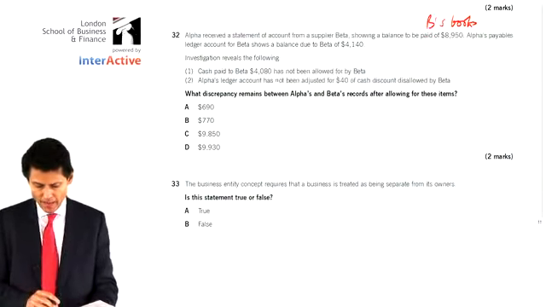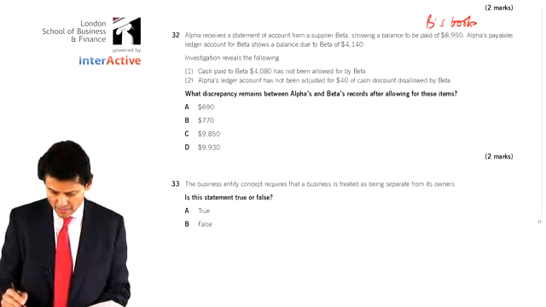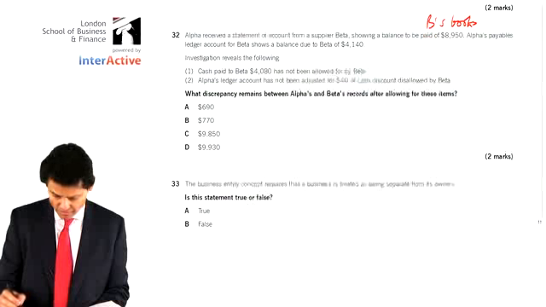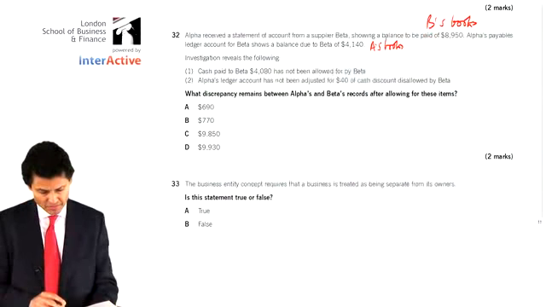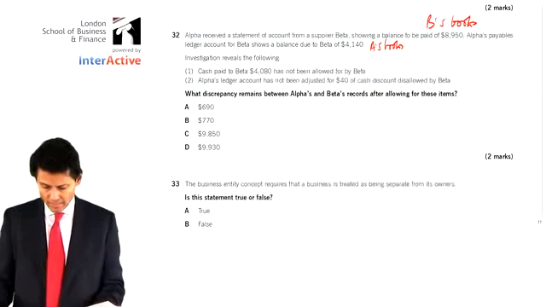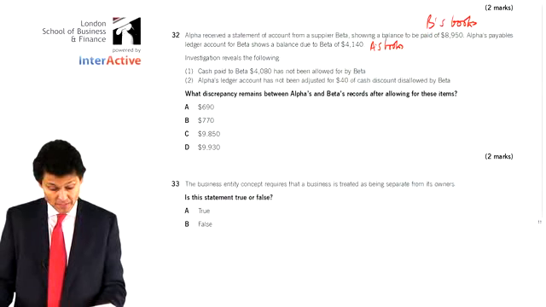Beta's books. Alpha's payables ledger account for Beta shows due to Beta. This is in Alpha's books. So 4,000 etc. is Alpha's books. So there's a big discrepancy there.